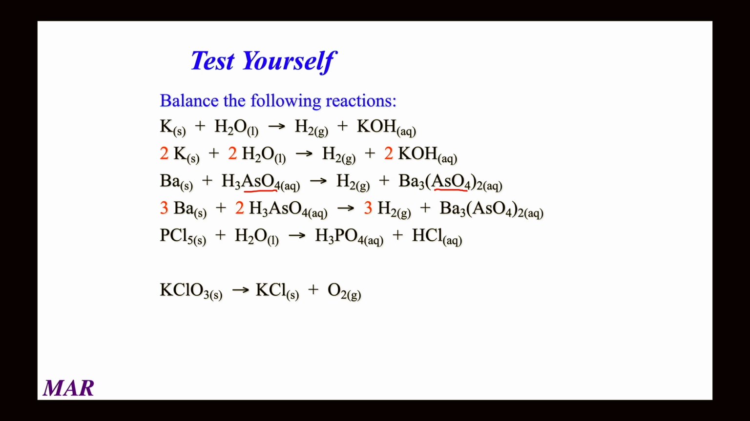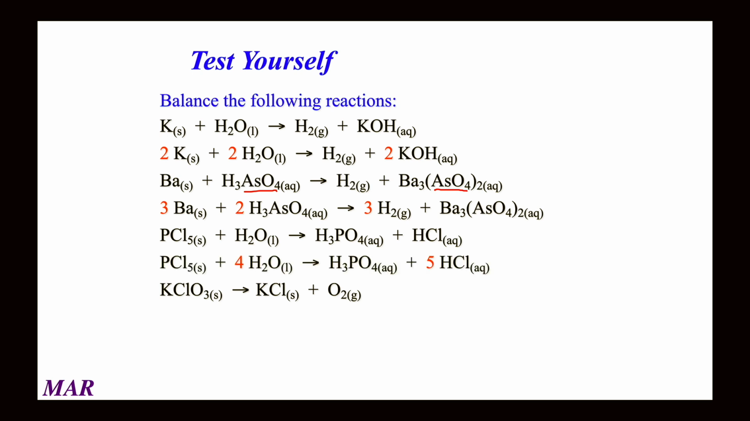The next one, PCl5 plus H2O makes H3PO4 plus HCl. So this thing's got some issues. You can probably see there's 5 chlorines on the left and only 1 on the right. So start playing with them. Make sure that they're working out. Notice the oxygens are also strange. 4 oxygens in phosphoric acid and only 1 in water.